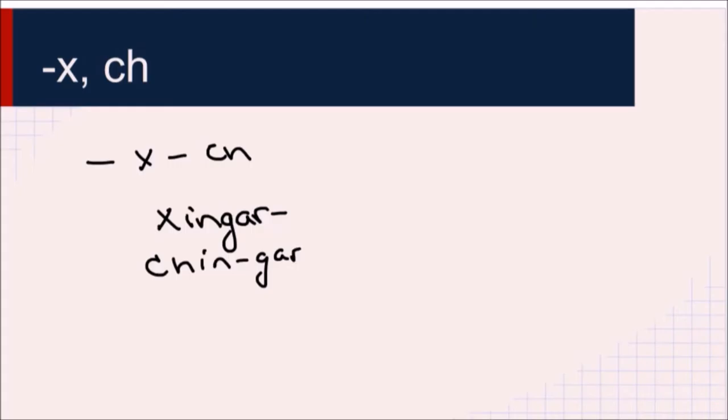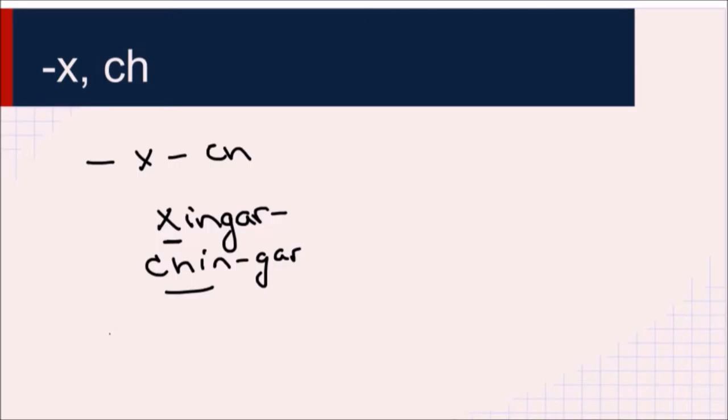In Portuguese, an X will give you a CH sound, more or less, right? So there's not many words I can think of, but one would be this. Xingar, right? That means to swear at or to cuss at, to say a bad word, to ridicule, something along those lines. So the X is like a CH, shingar, shingar.